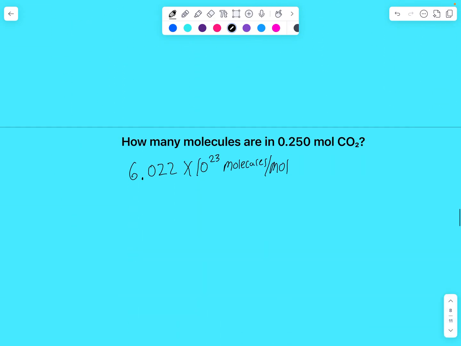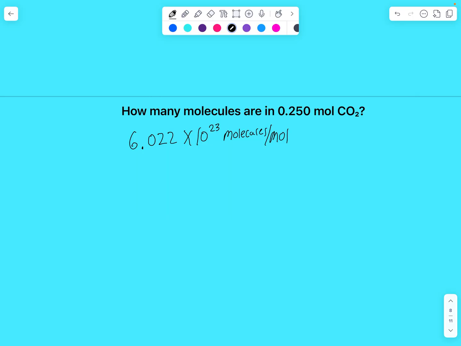Let's try this one. How many molecules are in 0.250 moles of CO2? And they told me the 6.022 times 10 to the 23rd is molecules for all the moles. So it's 0.250 moles.